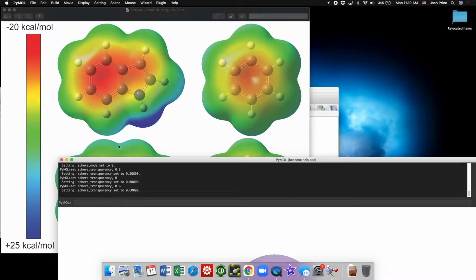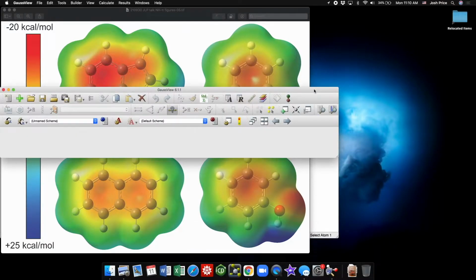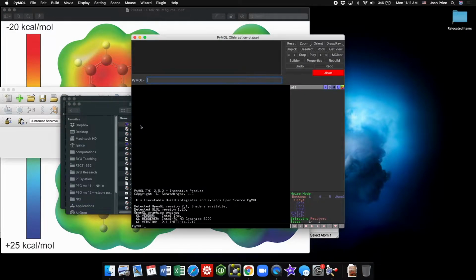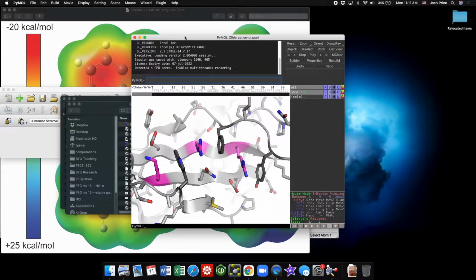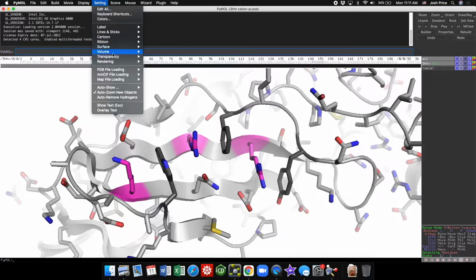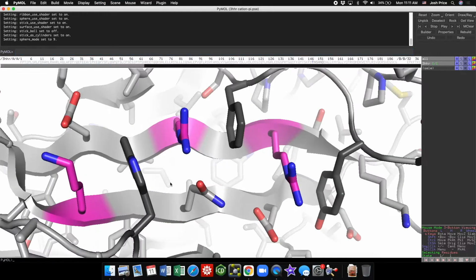So let's see if I can bring up this other thing. There we go. Display, setting, rendering, modernize. Oh, already has.